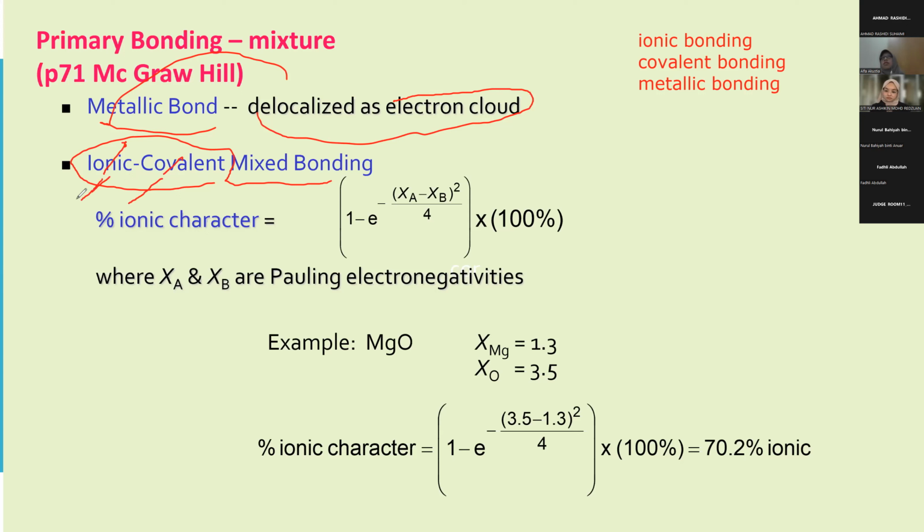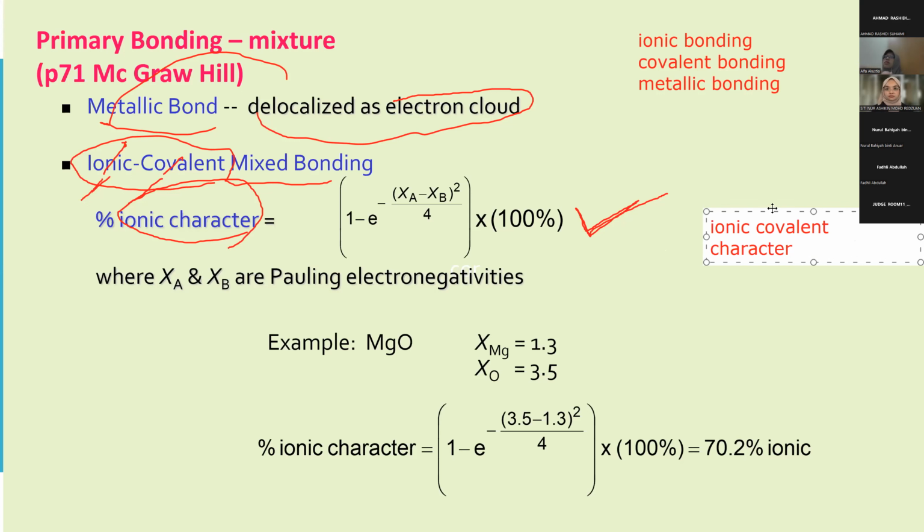We can measure the ionic character, the percent of ionic character, using this formula. If you want to learn more about that, you can search on the internet, you can search in Google, you can go to the library or something. You can proceed with the ionic covalent character. This is an interesting topic.